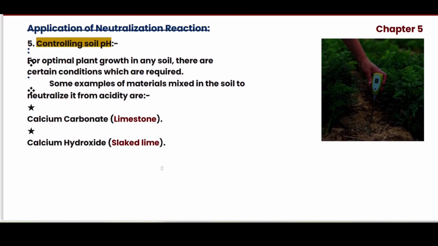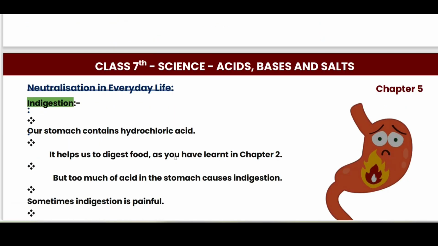Now here controlling soil pH. For optimal plant growth in any soil, there are certain conditions which are required. ऐसा नहीं होता कि जो सॉइल होती है वो एसिड ही रहे, वो बेसिक रहे. तो हमें क्या करना पड़ता है, कुछ रिक्वायर्ड कंडीशंस है, वो उनको प्रोवाइड करनी पड़ती है. So some example of materials mixed in the soil to neutralize it from the acidity, that is calcium carbonate. क्या डाला जाता है उनमें, लाइमस्टोन. और दूसरा क्या डाला जाता है इसमें, कैल्शियम हाइड्रोक्साइड, that is slaked lime, right?